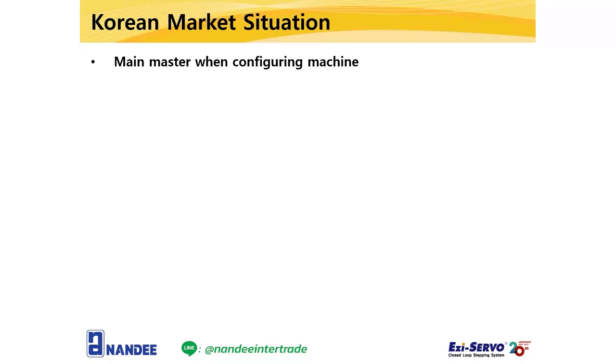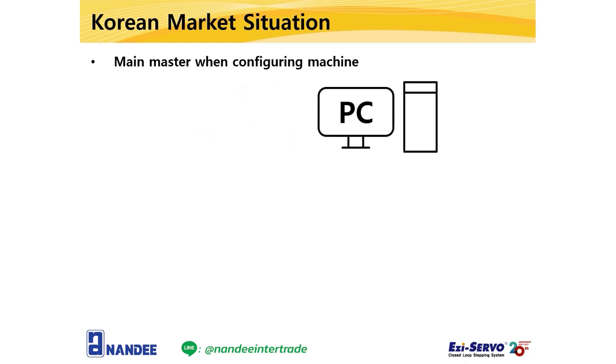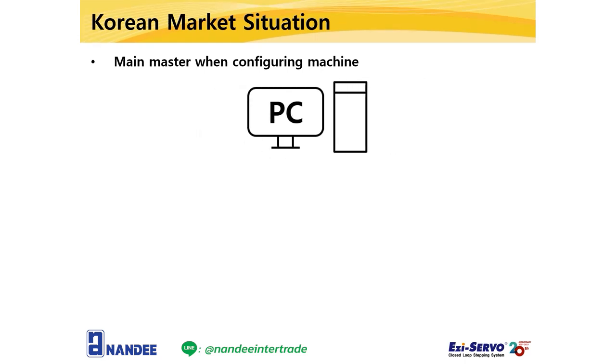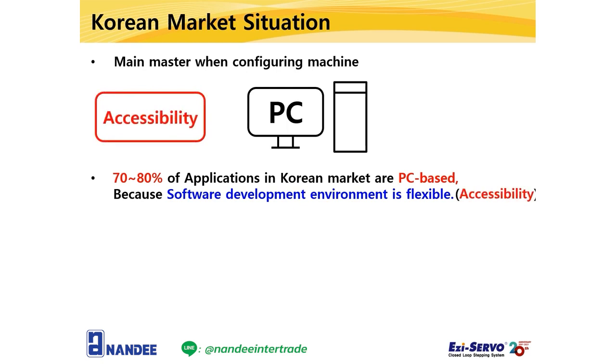When a customer configures the machine, PC or PLC is used in various ways as the main master. In the Korean market, this main master is usually an industrial PC. Almost 70 to 80% of machine builders compose their machine based on PC. The main reason is that the software development environment is flexible when controlling machines. That is, accessibility is good.